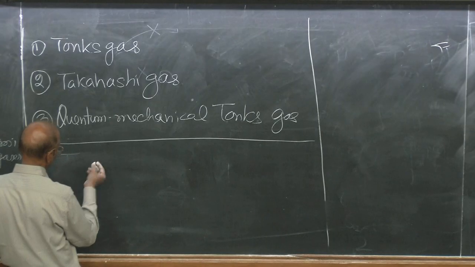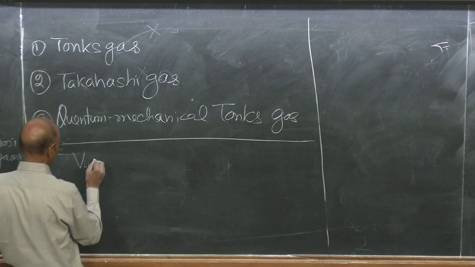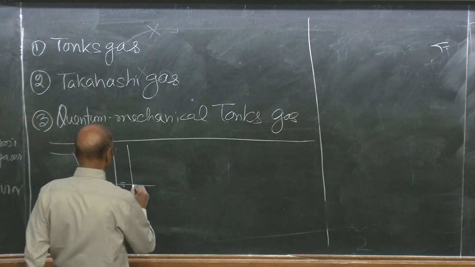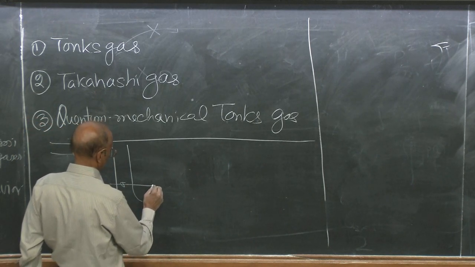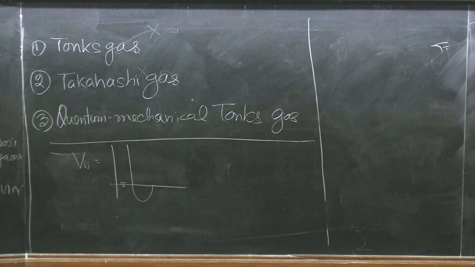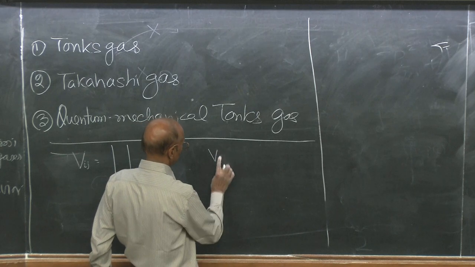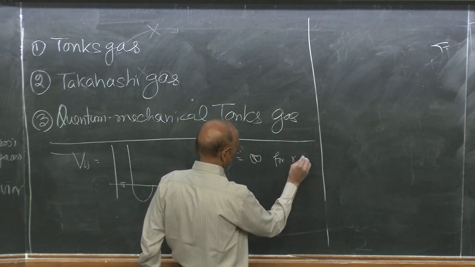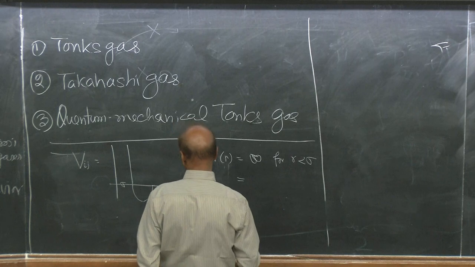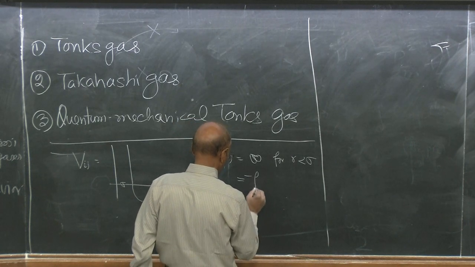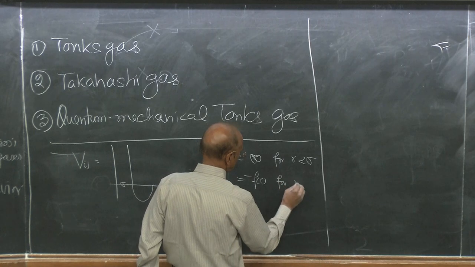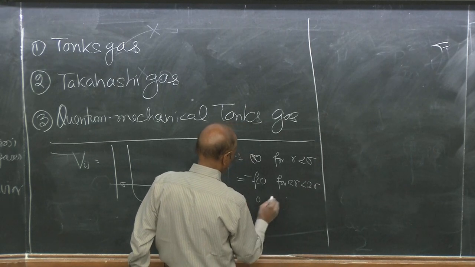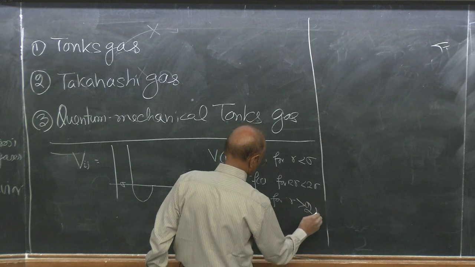So Takahashi considered a slightly more complicated V_ij of this form. It had a hardcore part. But then let us say there is some attractive interaction. And then it is zero beyond some range. So he said that V of r is equal to infinity for r less than sigma, is equal to minus f of r for r between sigma and 2 sigma, and is equal to 0 for r bigger than 2 sigma.